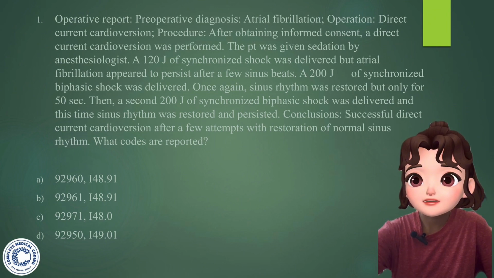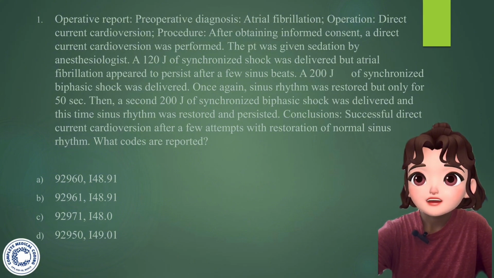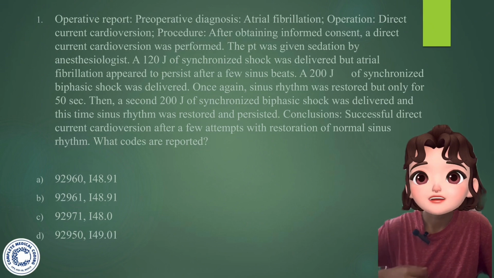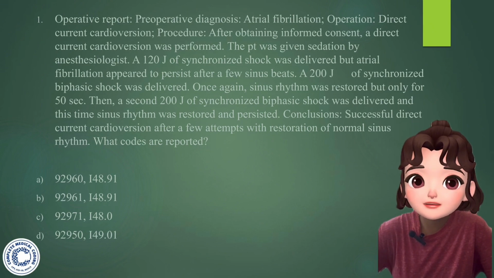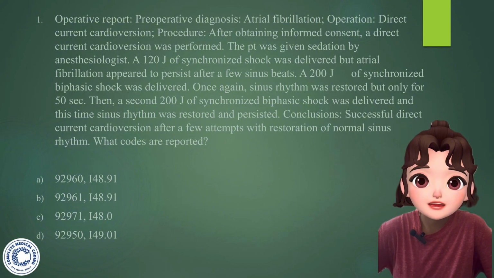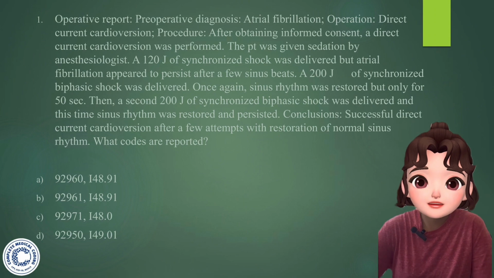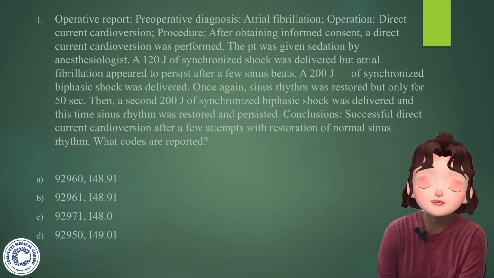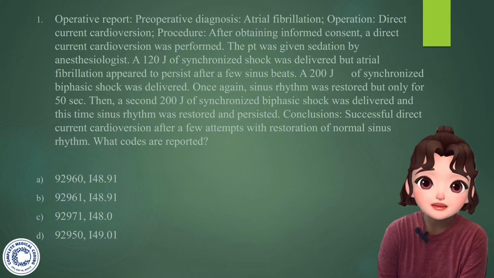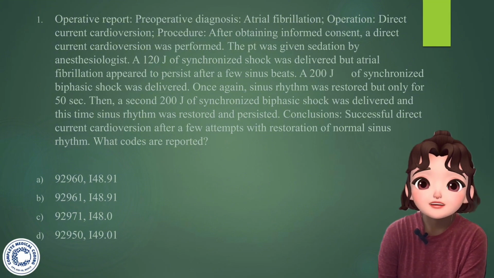What is the first CPT code? If you can see the options, the first one 92960. I'm just going with the CPT now. 92960, 92961, 92971 and 92950. Let's find out what CPT it is. You can find the CPT code first or you can find the ICD code first. It depends on you.